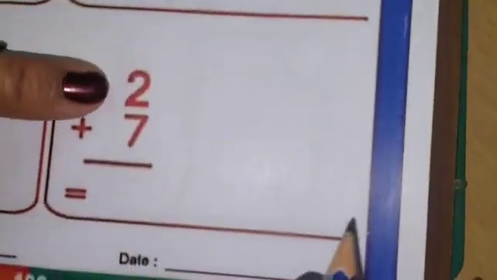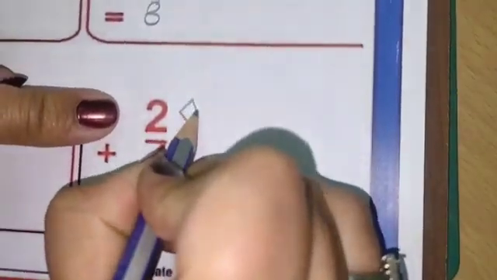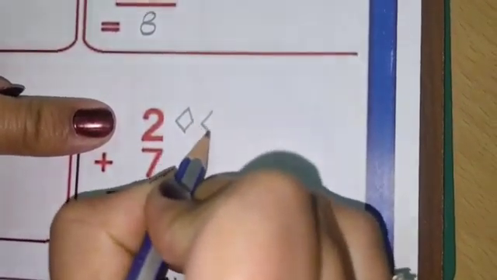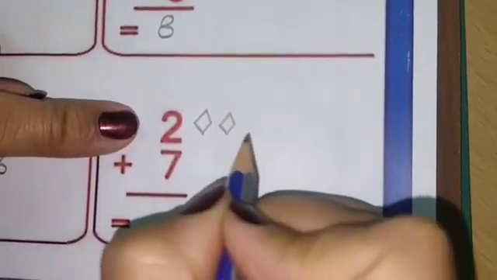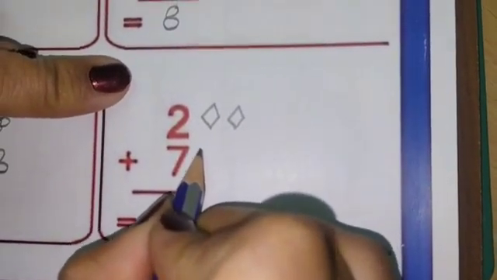Next we have number 2. So let's draw diamond shape. 1, 2. And here number 7. So how many diamond shape do we have to draw?